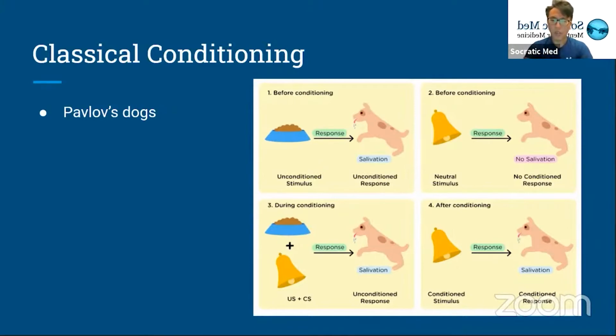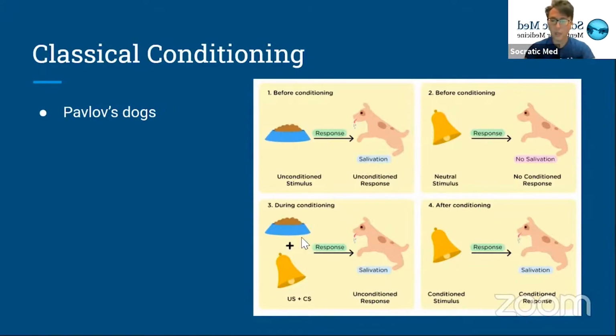And so these two were paired with each other. So the unconditioned stimulus, which was the food, was paired with the neutral stimulus, which was the bell. Because the food was presented to the dog, there was a response, which was salivation. So the food paired with the bell caused the unconditioned response of salivation because the dog was presented with the food.